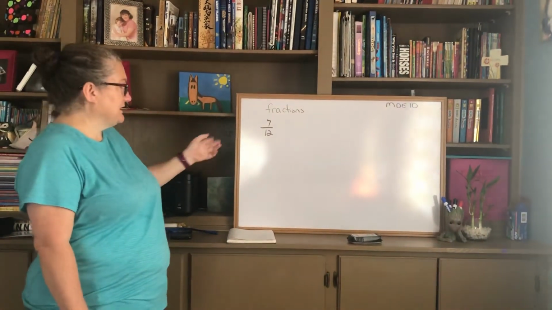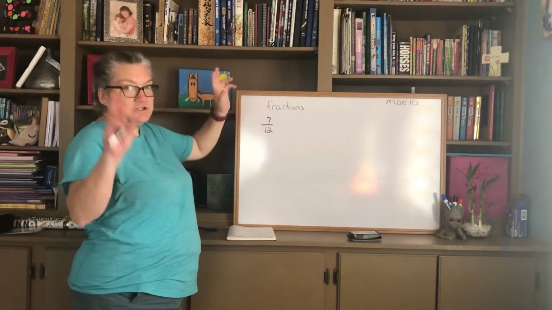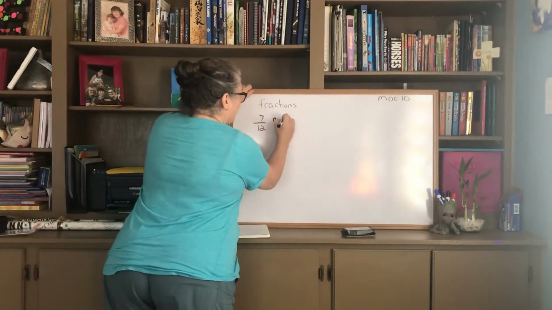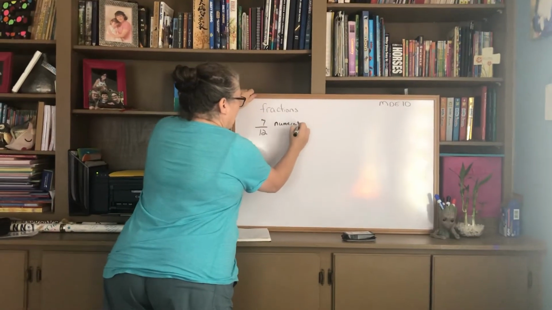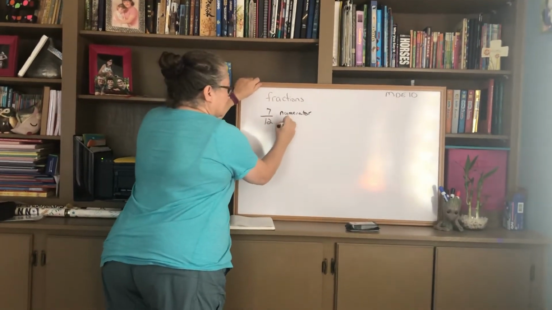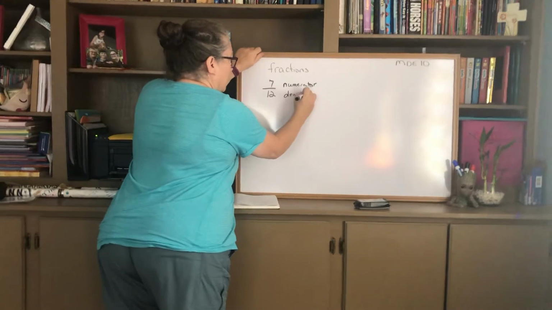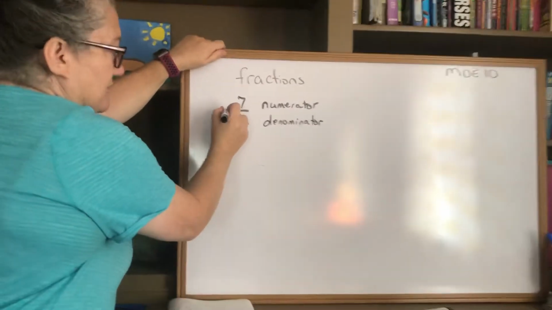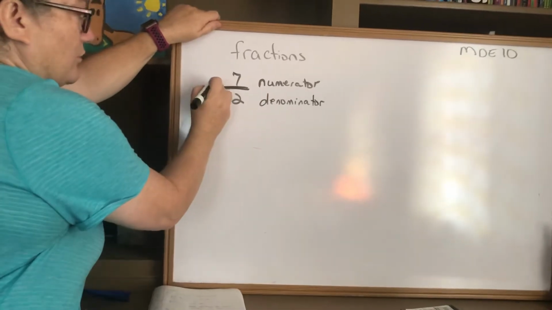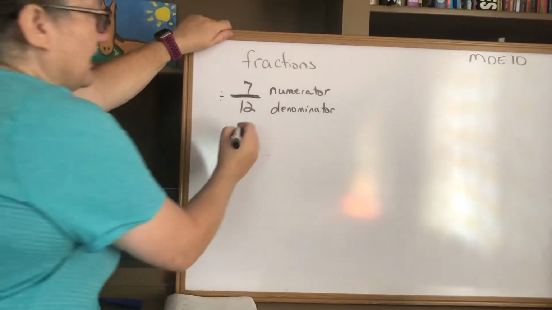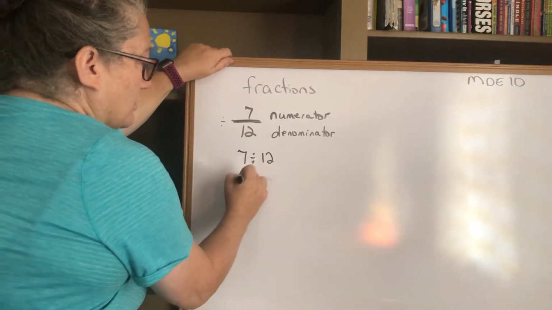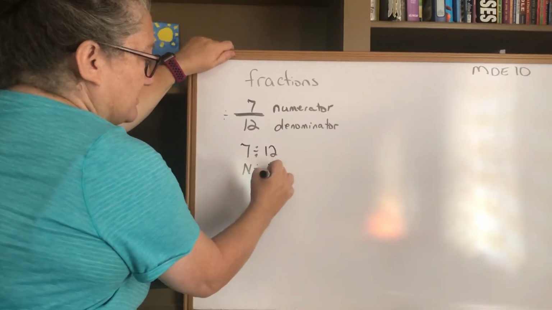The first thing we need to know about fractions is that what y'all call the top number is what we actually call the numerator, and the bottom number is called the denominator. Now we can write this another way. Since this right here is a fraction bar, we also call it division. This can be written as 7 divided by 12, or the numerator divided by the denominator.